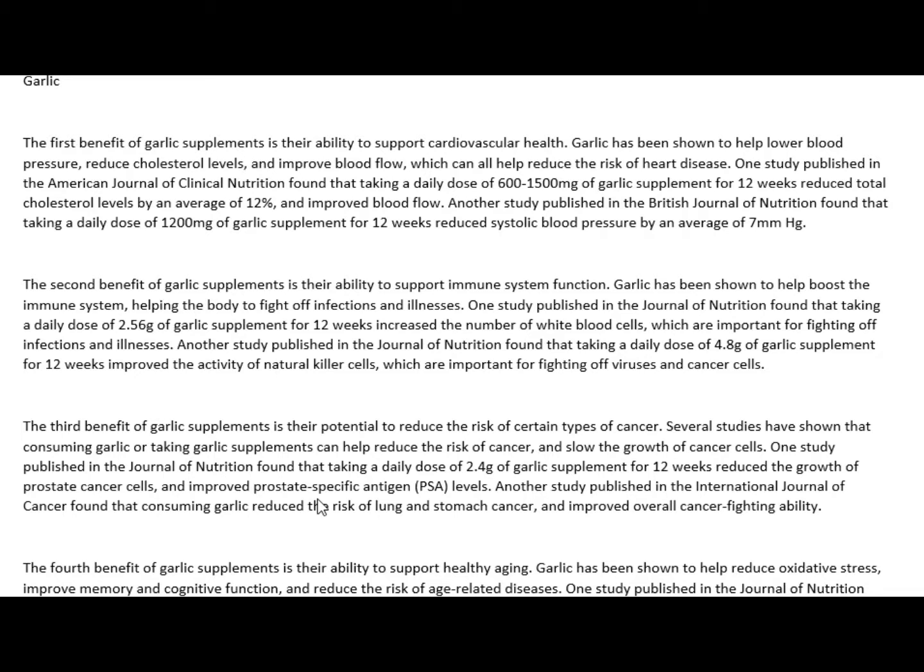Say that sentence again. One study published in the Journal of Nutrition found that taking a daily dose of 2.56 grams of garlic supplement for 12 weeks increased the number of white blood cells, which are important for fighting off infections and illnesses. Okay, basically, it reinforces your immune system.